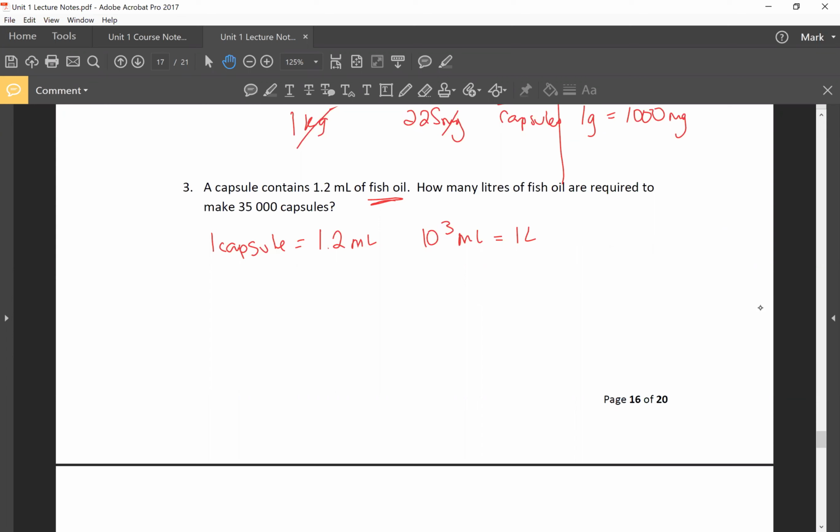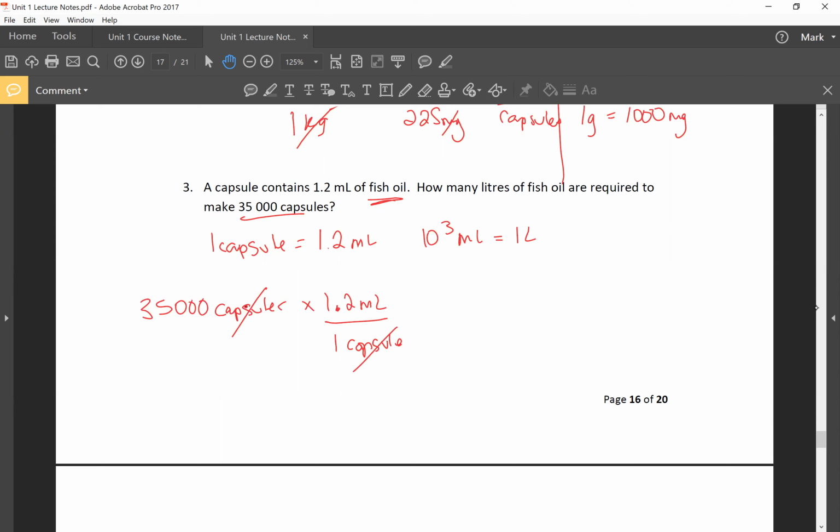So what I'm trying to do is figure out how many liters I need to make 35,000 capsules. So first things first, I'm going to convert the number of capsules to milliliters. There's 1.2 milliliters per capsule. Like, think about this. And this kind of sounds confusing.